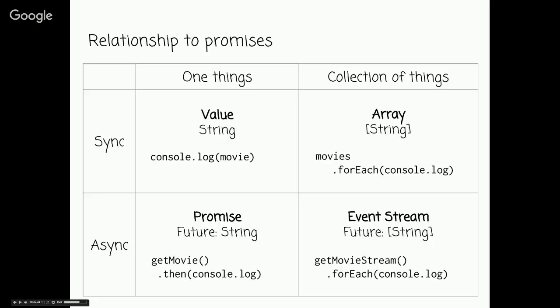It works like this: getMovieStream, and forEach, which is what we're using on the array here, console log, but that will only fire, kind of like on new movie stream event, each time there's a new movie. So that's the key difference from promises. Promises only happen once. Event streams happen multiple times. I mean, so I get that. Yeah.